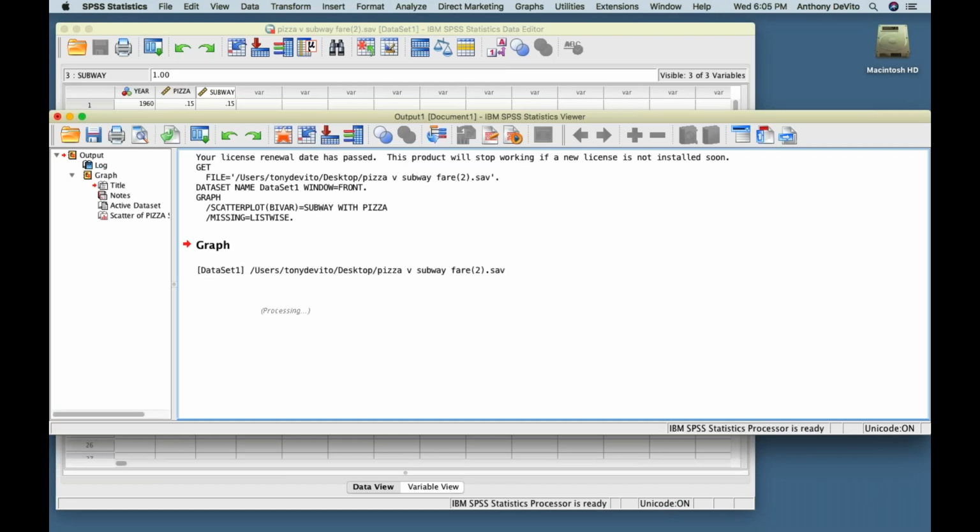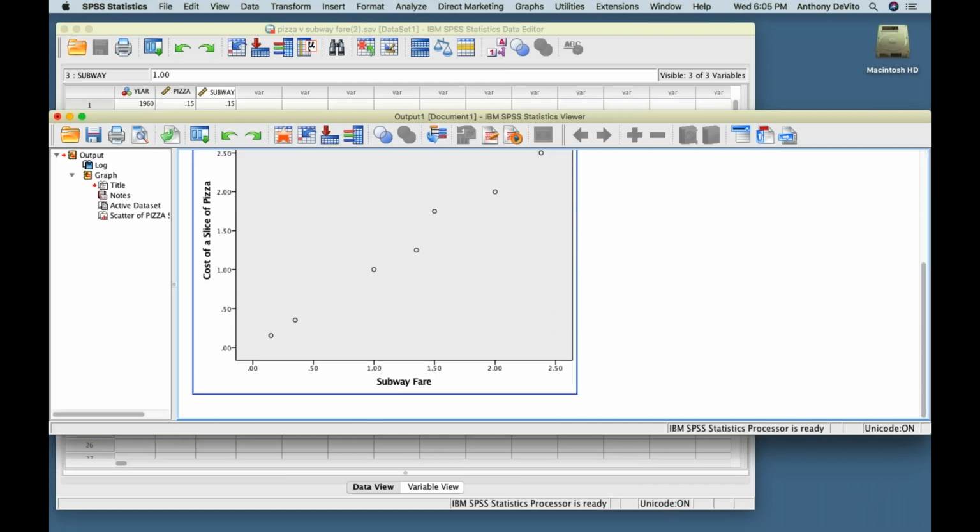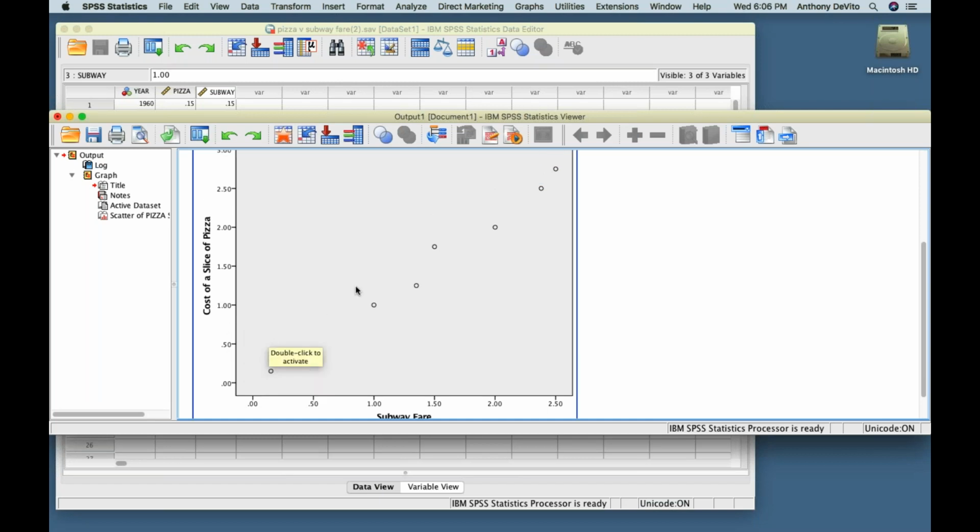So each one of these values now is going to show up as a point here. The first one I showed you, 15 cents and 15 cents, is the cost of subway fare and the cost of a slice of pizza. Okay, so it sure looks... Would you guys say that there's an association between a subway fare and the cost of a slice of pizza? Sure looks like it, right?